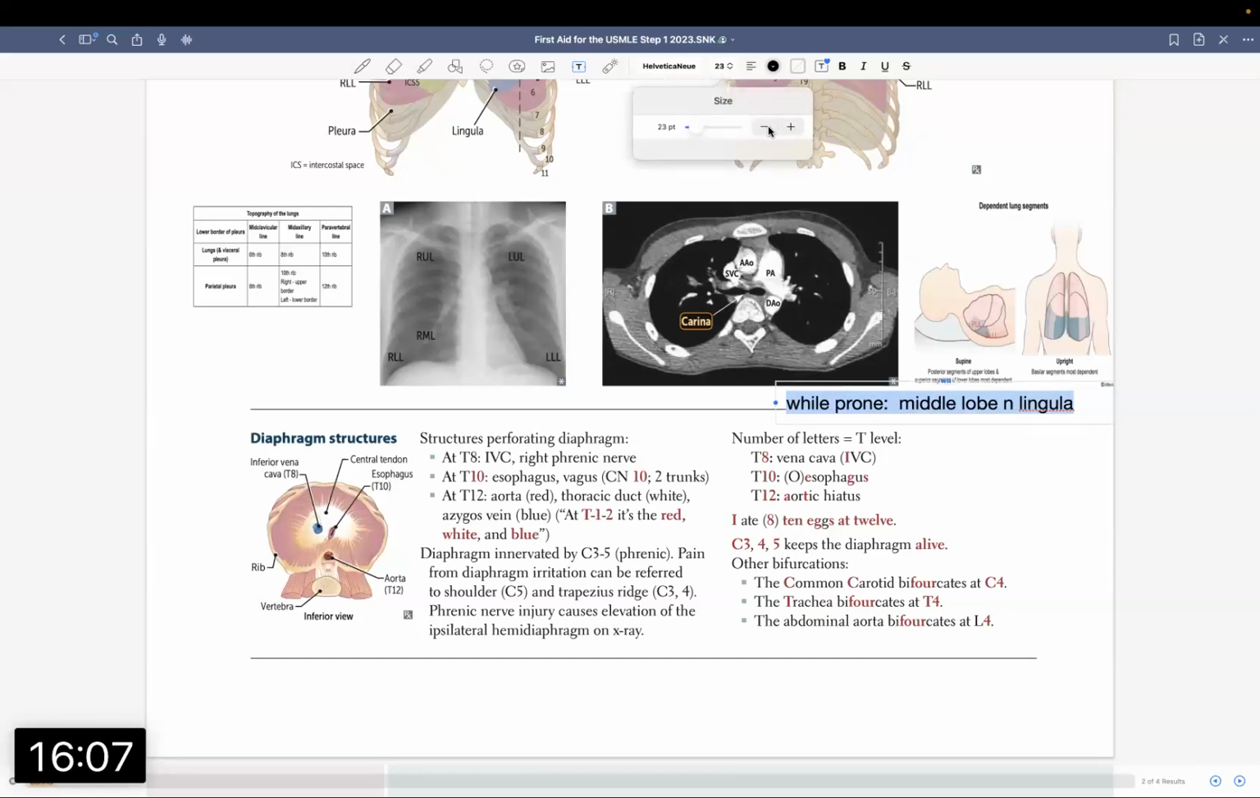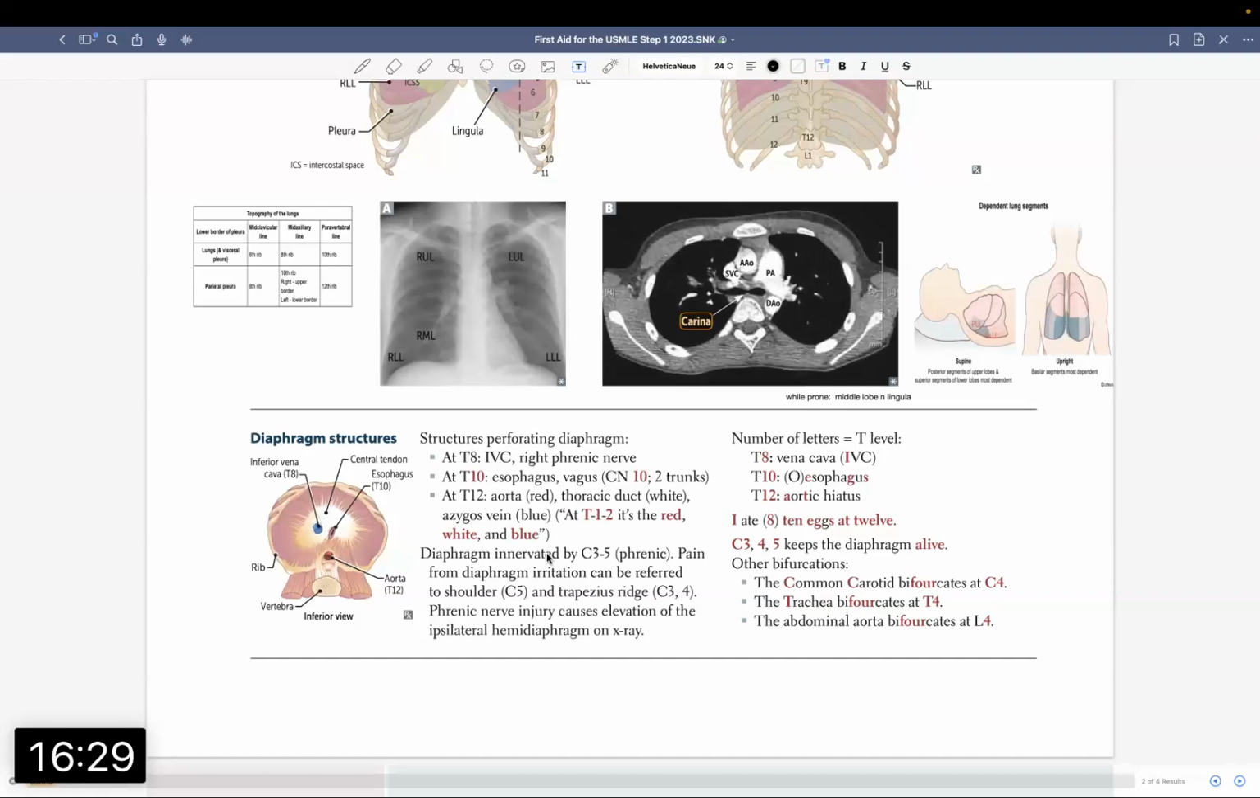Okay, so next, yeah, we were at aorta. It was a white structure, red structure, white structure, and a blue structure. So red is the aorta, thoracic duct is white, azygous vein is blue. At T12, there is a red, white, and blue. Diaphragm is innervated by C3 to C5, which is phrenic.